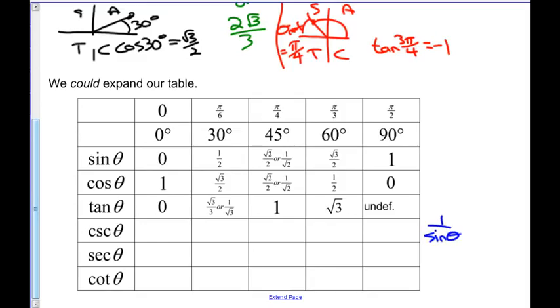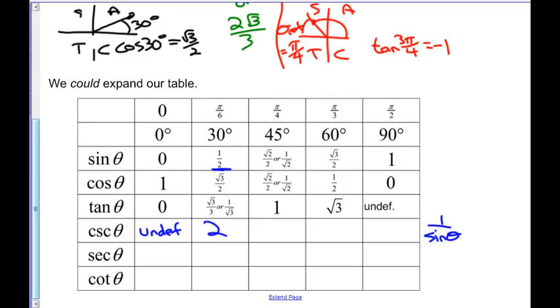Okay? So I'll take this 0 and I'm going to flip it over. So right now that's 0 over 1. Flip it over, you get 1 over 0. 1 divided by 0 is undefined. Next one, 1/2. Flip it over, you get 2.